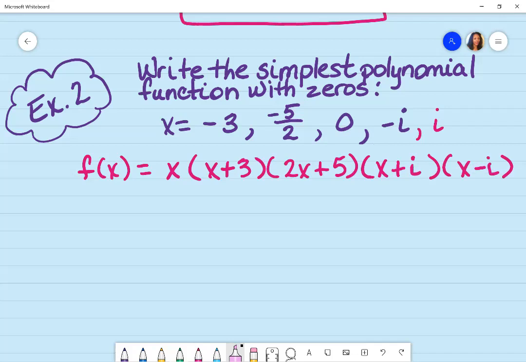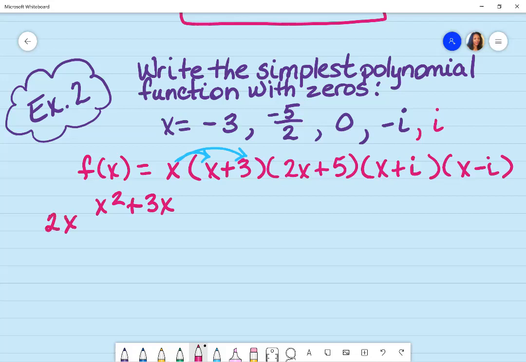Now, what I am going to do is work two at a time. I'm going to take this first x and distribute it only to that first parentheses. If you did the 2x plus 5 next to the x first, that's okay. It doesn't matter. You'll still end up with the same answer. So this is going to be x squared plus 3x. And then I'm going to go on to my next parentheses. I personally like the box method, so that's what I'm going to use.